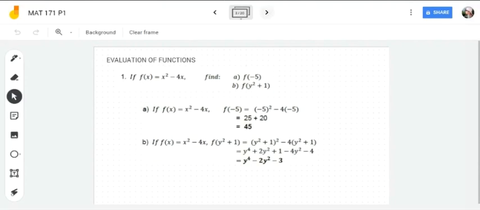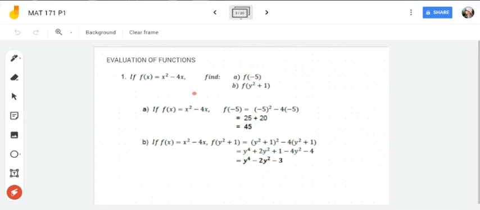Okay, first thing for us to discuss is the evaluation of functions. So how do we evaluate our functions? When we are evaluating functions, we will simply substitute the value into the function. If we are getting the function of negative 5, then we will substitute the value negative 5 into our x. If your x is negative 5, then again we will simply substitute this value to the x here.